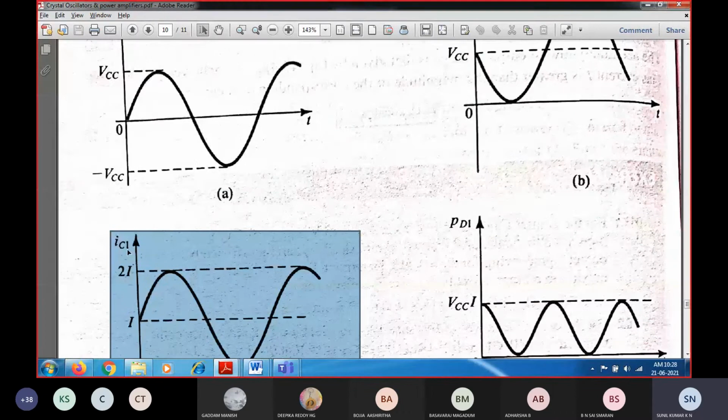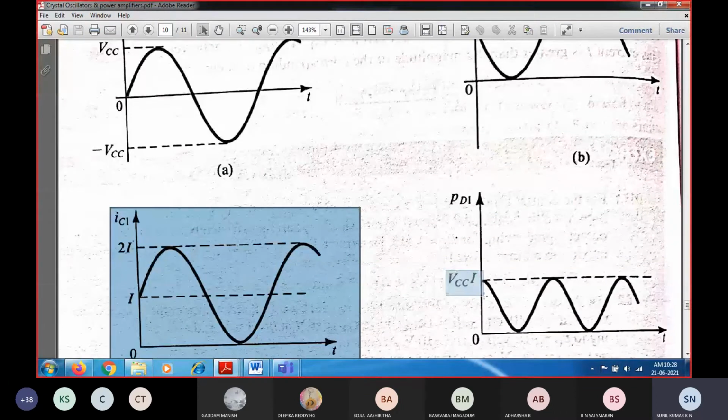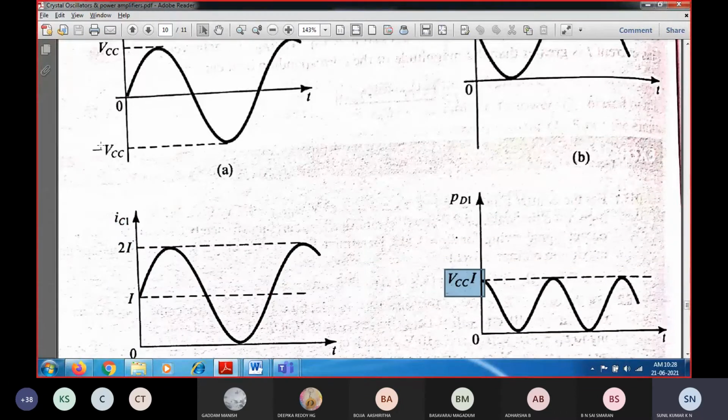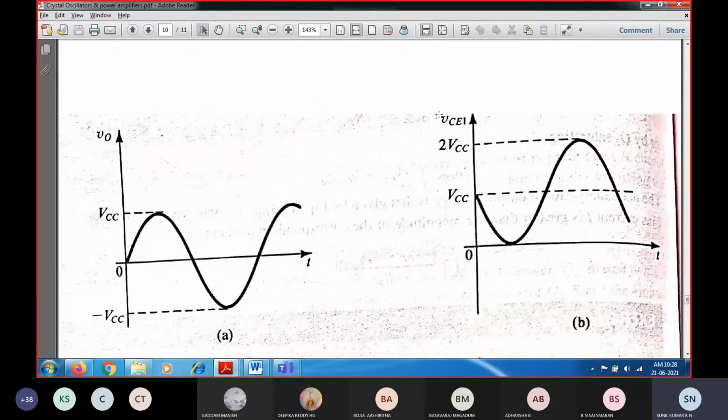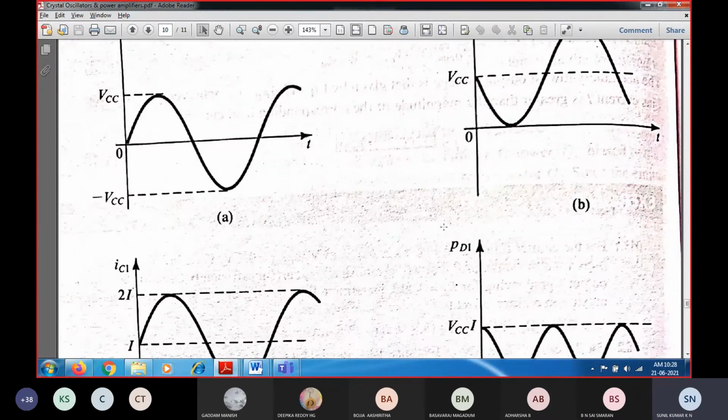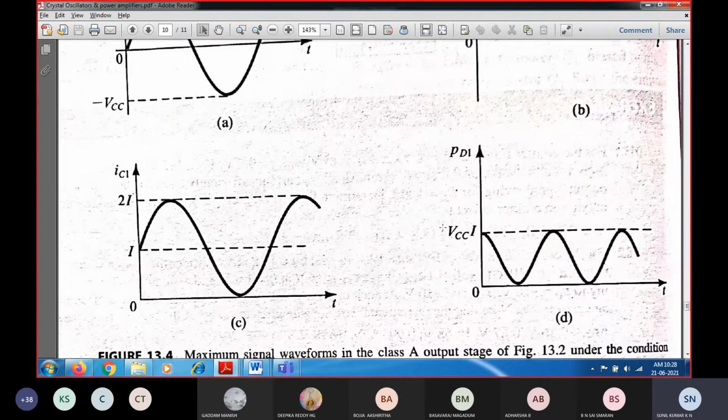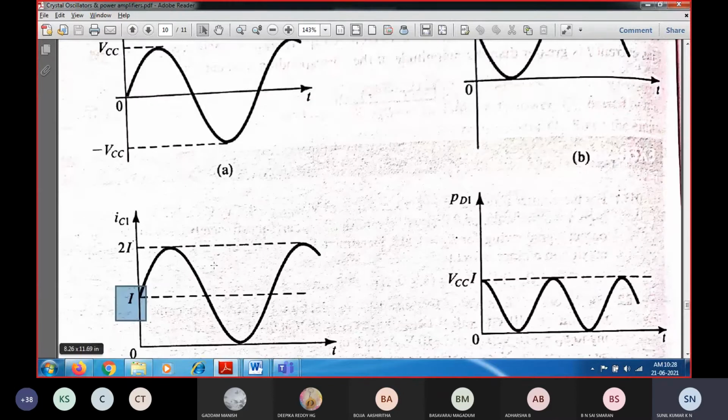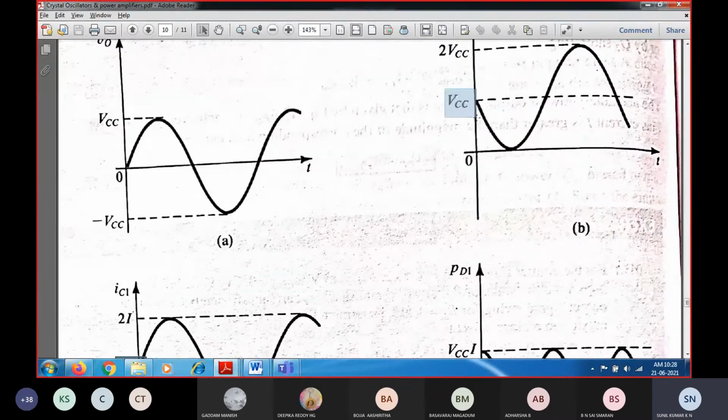So VC1 into IC1. That means you will be getting VCC into I. So at this beginning, this is nothing but VCE1 into I1. So you will be getting this as the collector to emitter voltage. This is the output voltage across the transistor Q1. So VC1 into I. So you will be getting VCC into I as a power.